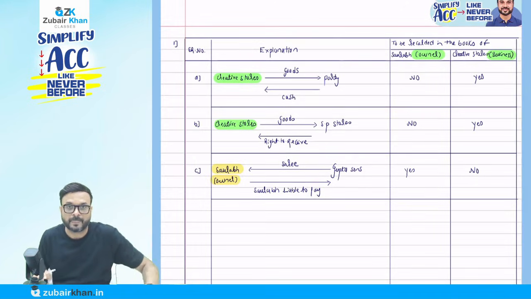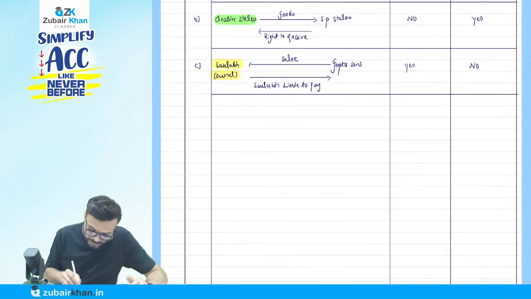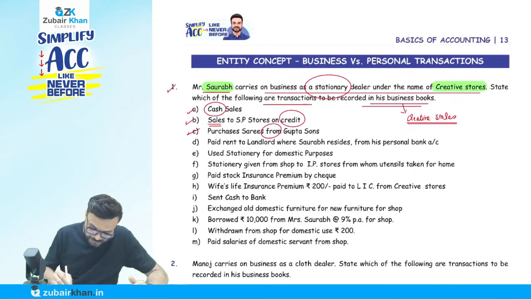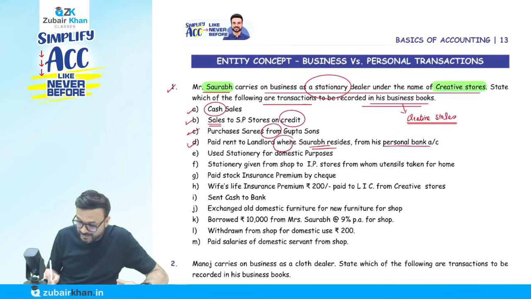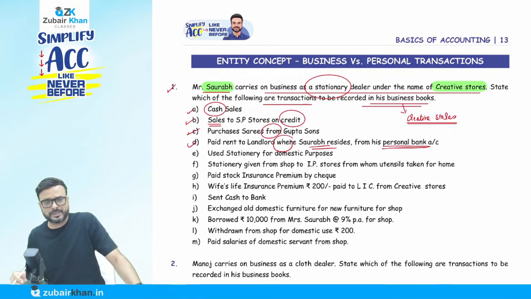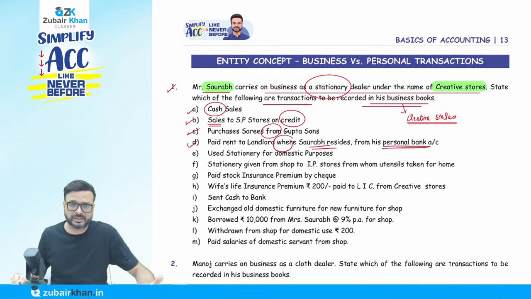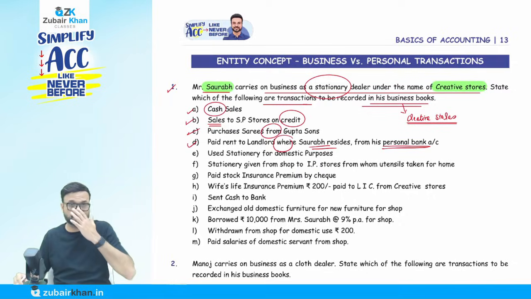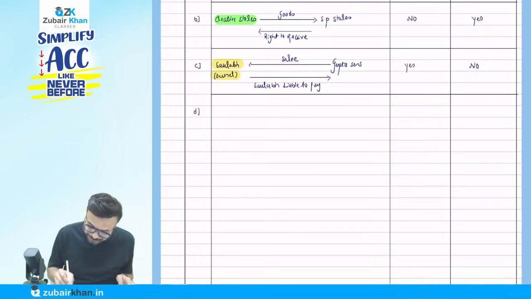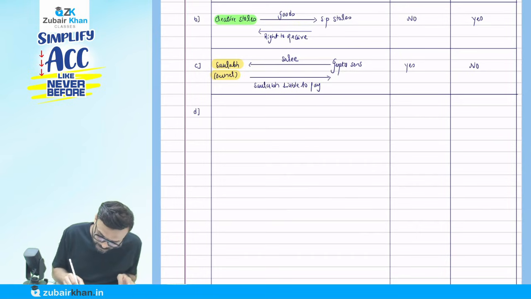Perfect. Now come to point number D. It says he paid rent to the landlord where Saurabh resides, from his personal bank account. So the rent for the residence is being paid by Saurabh from his personal bank account. So write down there, who is paying that? Saurabh.